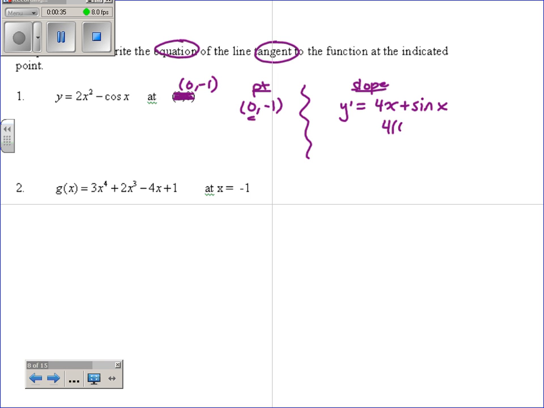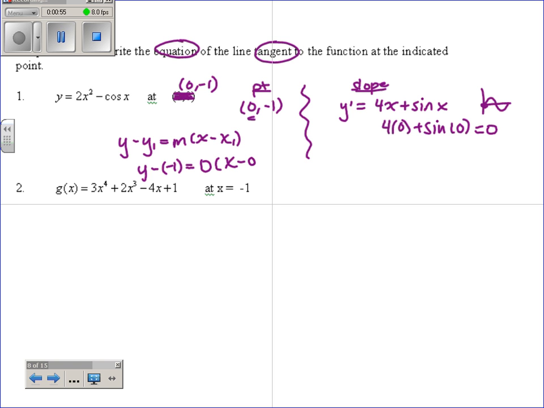So we plug in 0, and we know that we get sine of 0. If you think about the sine wave, the sine of 0 is 0. So our slope is 0. So if we do our equation, y minus y1 equals m times x minus x1, y minus our -1 equals our slope times x minus 0, gives us y plus 1 equals 0, or y equals -1.